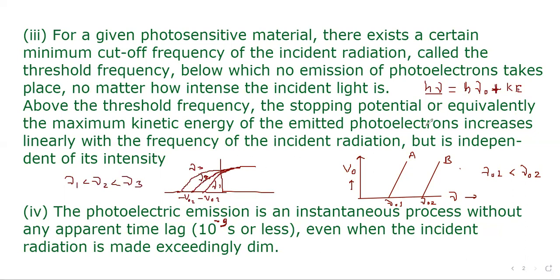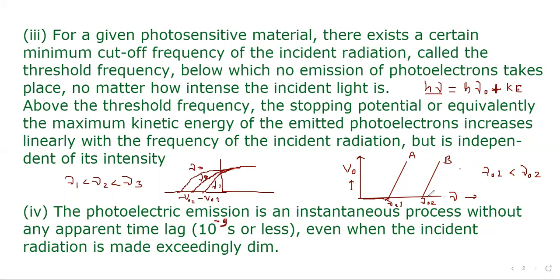So here the same thing is explained: the maximum kinetic energy of the emitted photoelectron increases linearly with the frequency of the incident radiation, but is independent of the intensity. Here, one more thing. For metal A, the threshold frequency is nu 01. So till this frequency, no electron will be emitted, but after that there is a linear relation, meaning the stopping potential is increasing. It means ejected electrons will have more kinetic energy.